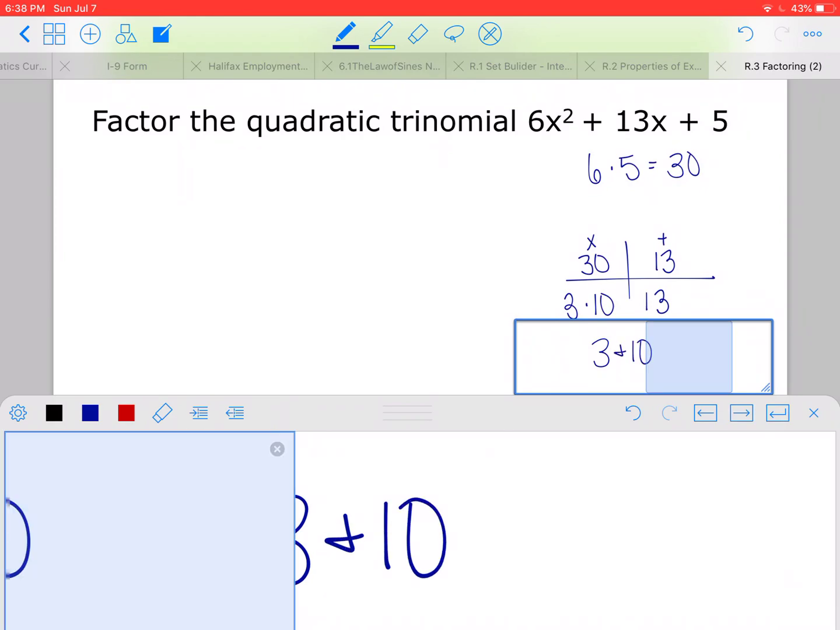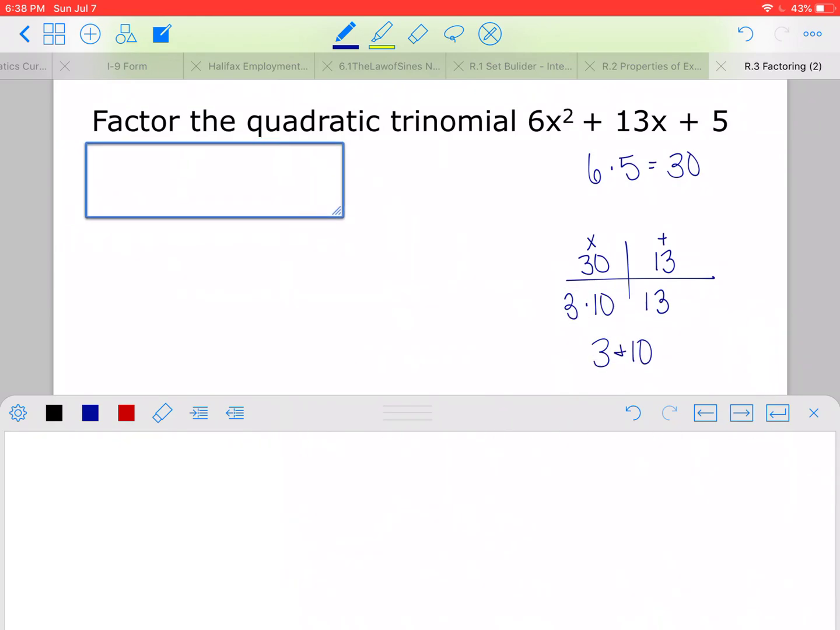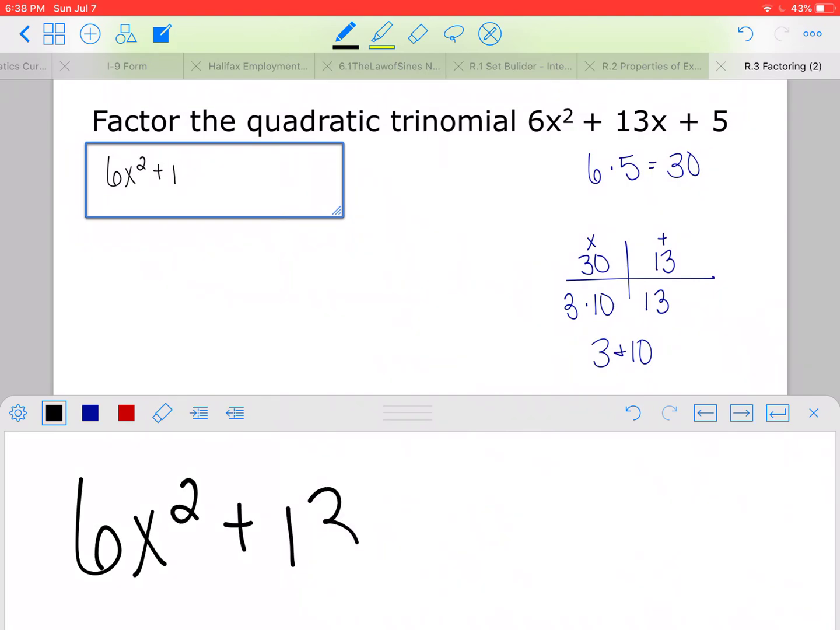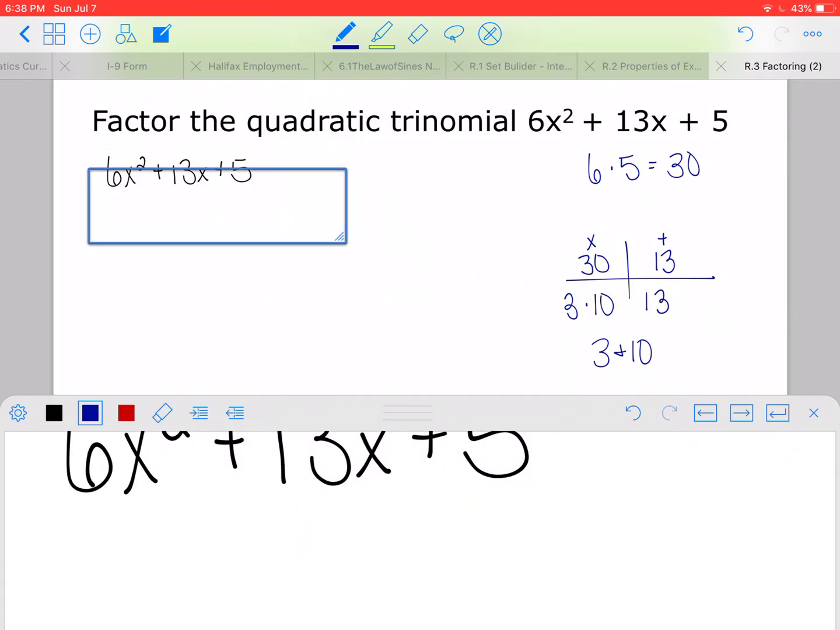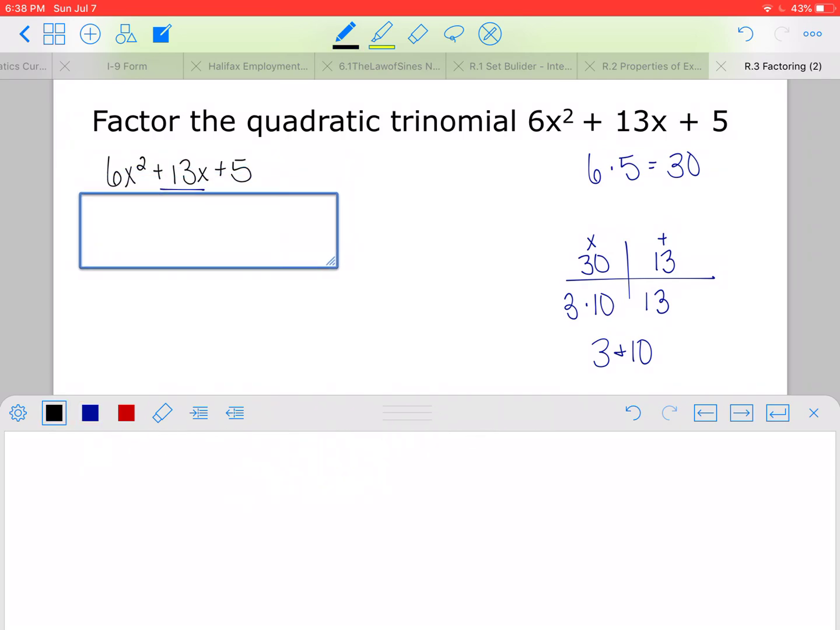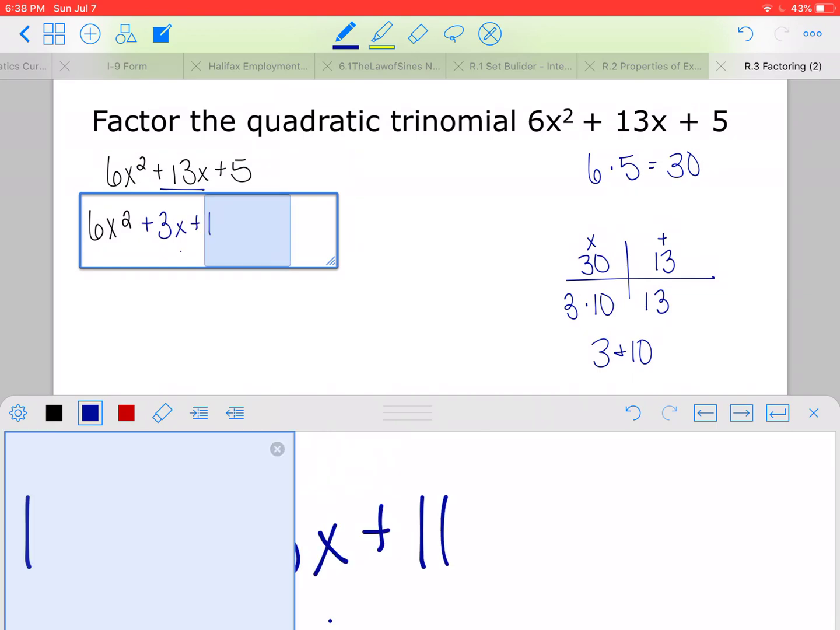So again, take your original trinomial, and we're putting in the 3 and the 10 for the 13. So we've got, bring down the 6x squared. Then we've got plus 3x plus 10x. That gives us 13x. And then bring down the plus 5.